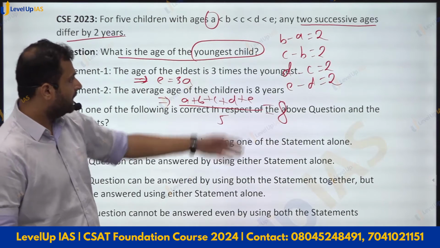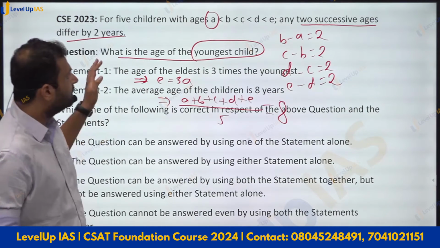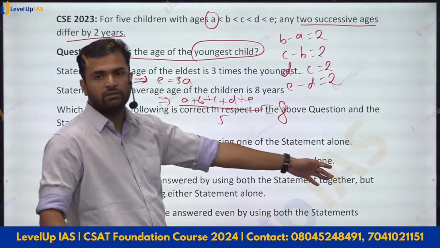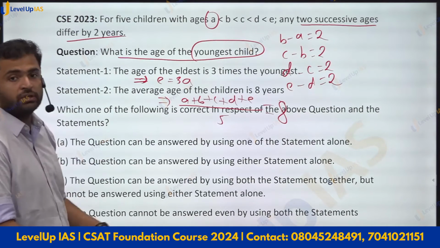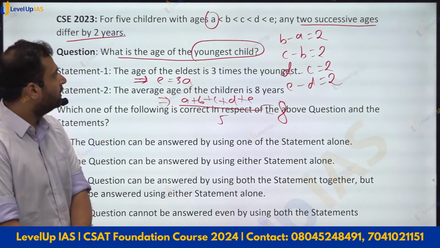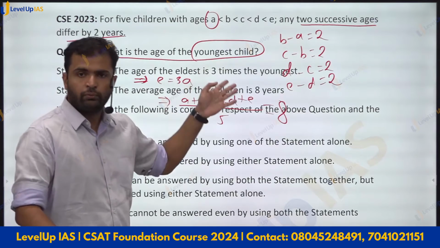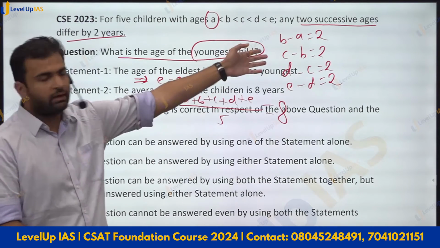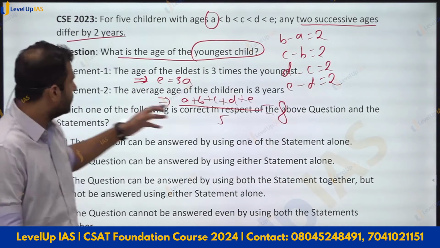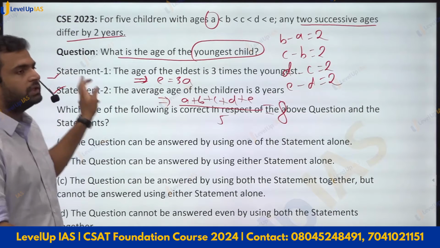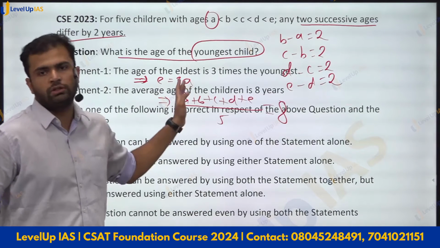Right? Even if we add, subtract, do anything, we won't get this particular equation. So it is a different equation, so the fifth equation. We now have 5 equations, 5 unknowns. So statement 1 alone also is insufficient to solve this problem.